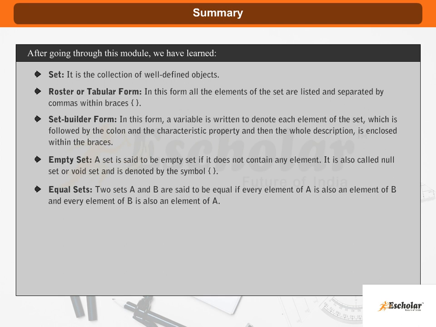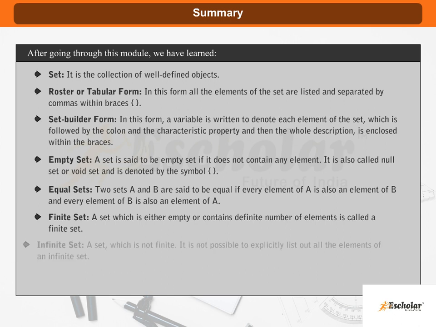Equal sets. Two sets A and B are said to be equal if every element of A is also an element of B, and every element of B is also an element of A. Finite set. A set which is either empty or contains definite number of elements is called a finite set. Infinite set. A set which is not finite. It is not possible to explicitly list out all the elements of an infinite set.